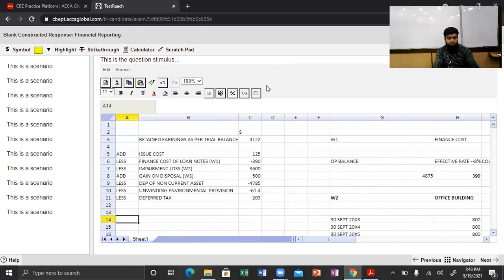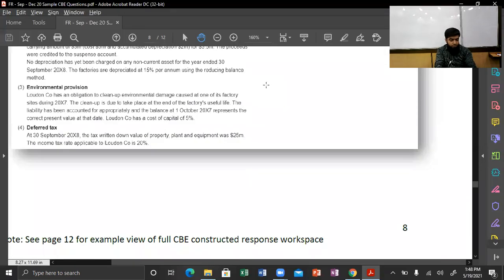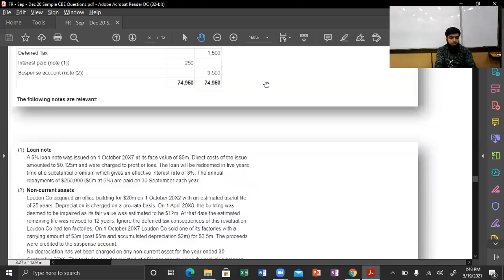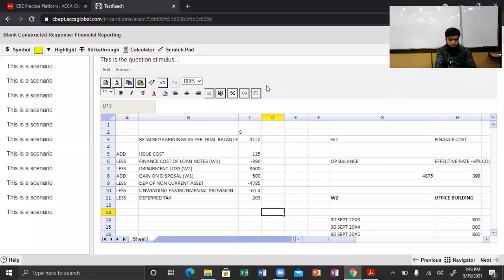So deferred tax adjustment is also required, and we have done it. Is there any other adjustment? No further adjustment is given in the question. So it means that was the full question, and let's find out the adjusted retained earning balance and adjusted retained earning loss.